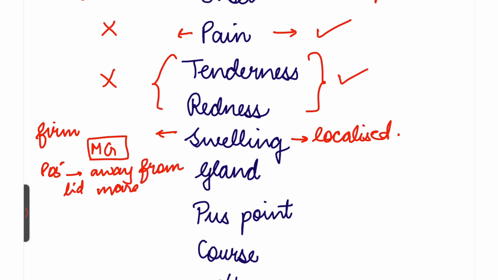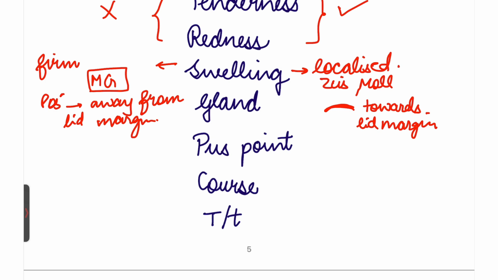Whereas in Stye, glands of Zeis and Moll are affected. And these glands are present towards the lid margin. So this swelling is present towards the lid margin. It's even better to say at the lid margin.